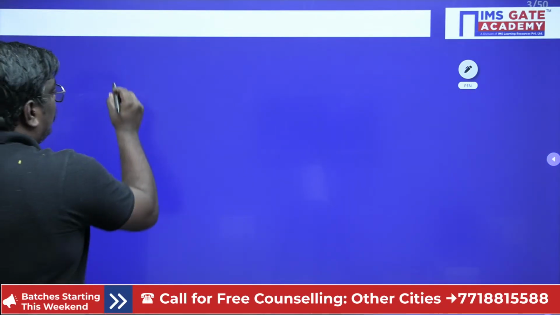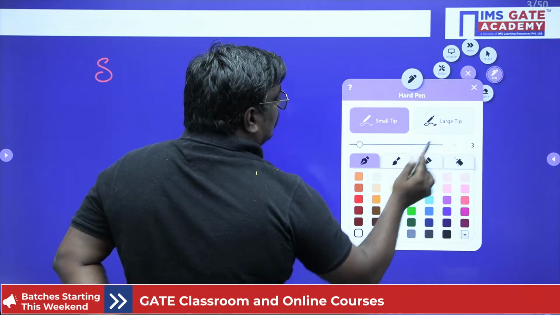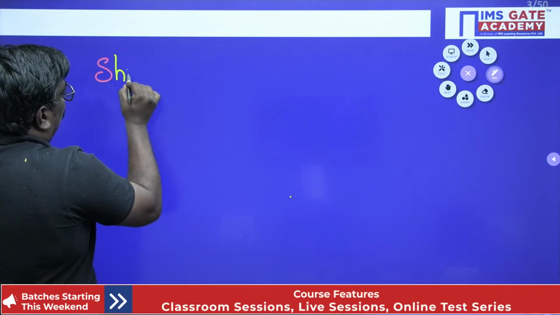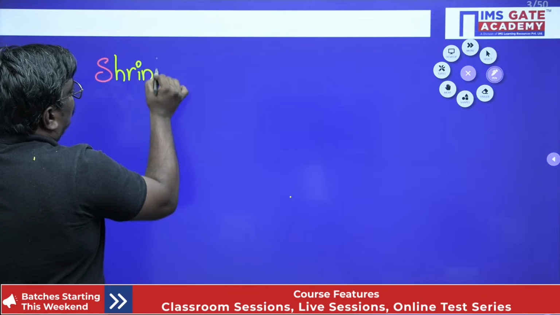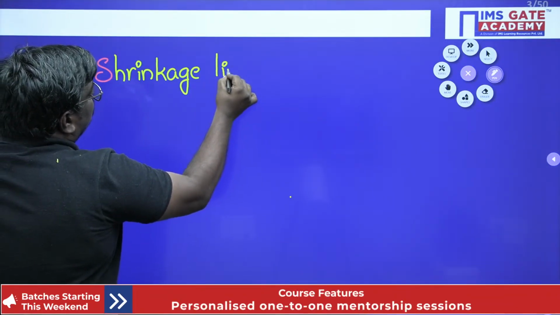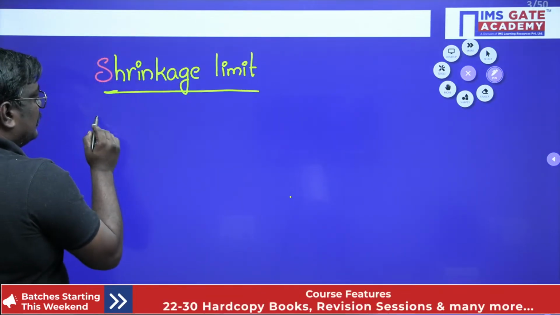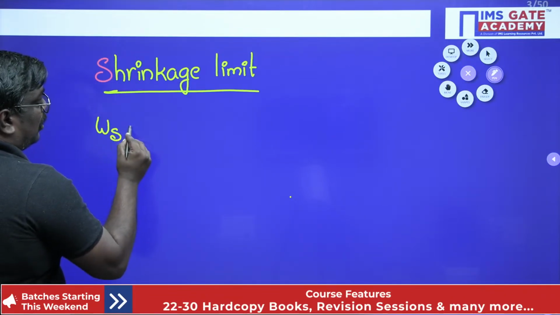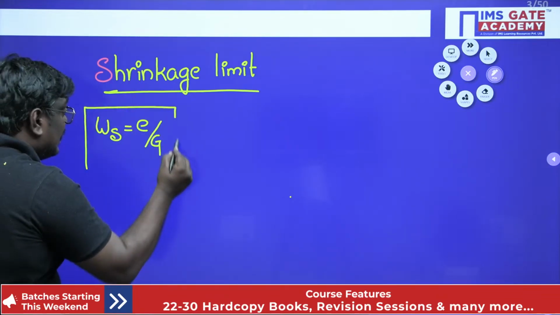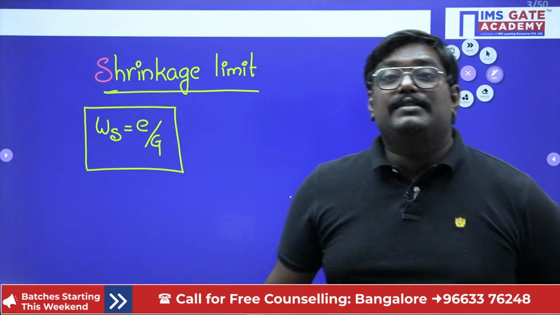So when I talk about the shrinkage limit, my dear students, I just want to tell you what you mean by shrinkage limit here. What are the important formulas you should remember? Here, the shrinkage limit is given by the formula e upon G, or it is the water content. See here, it is the minimum water content at which the soil is fully saturated.